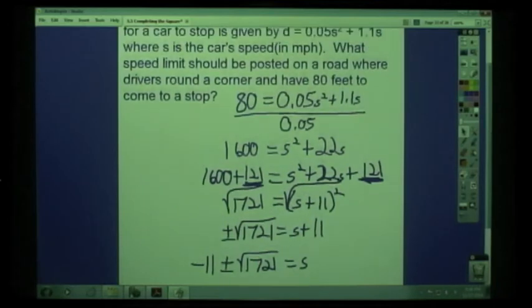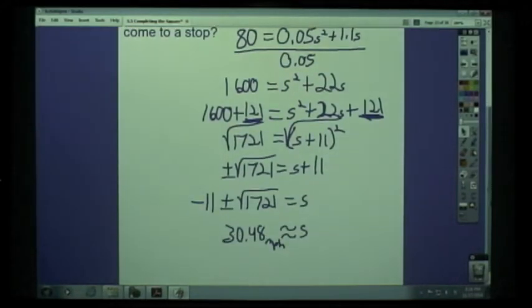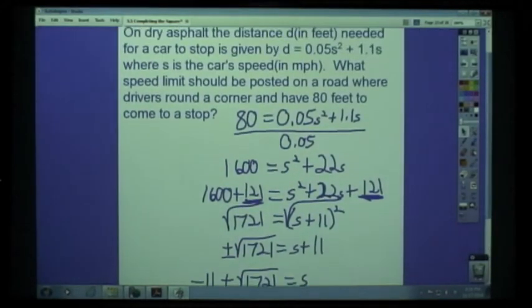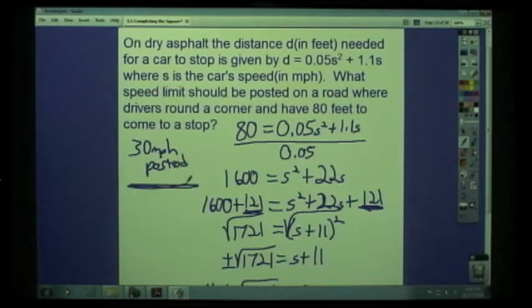But think about up here what the question said. It said, what speed limit should be posted? Guys, you don't want to post anything above 30.48. So what they would probably post as the speed limit here is 30 miles per hour posted speed limit. Because that is what you would actually want to drive to keep yourself from running through that stop sign after you come around the corner.